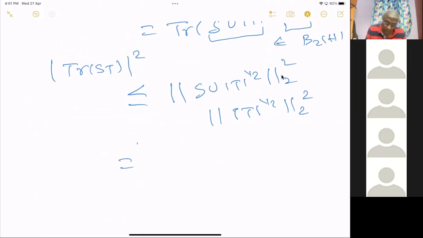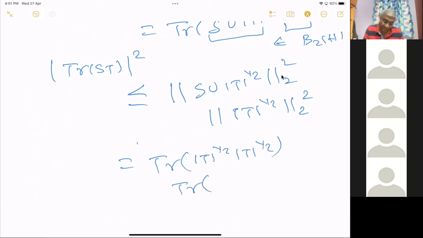So this is equal to trace of T^(1/2) T^(1/2). The Hilbert-Schmidt norm means you have to take the Hilbert-Schmidt inner product of the element with itself and take the square root. So the square root will become a square. So |T|^(1/2) |T|^(1/2). There will be a square root that will go away with the square.